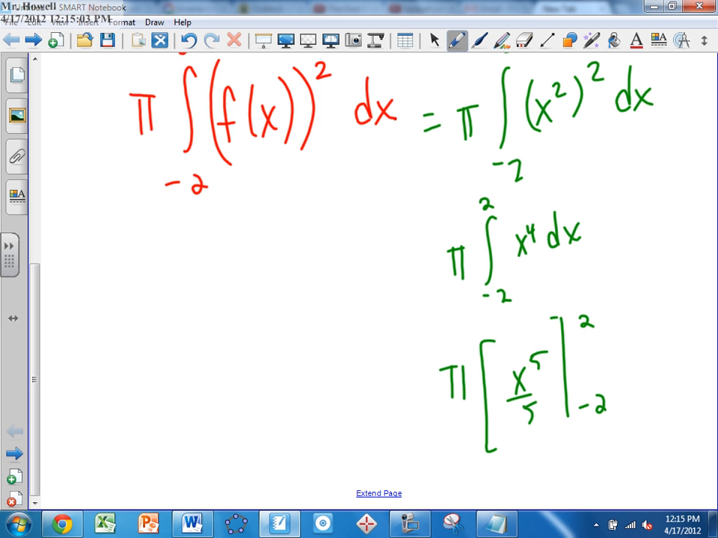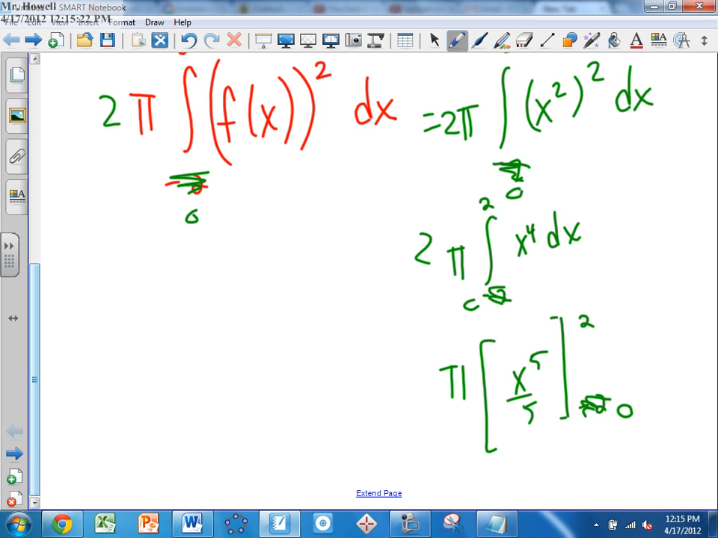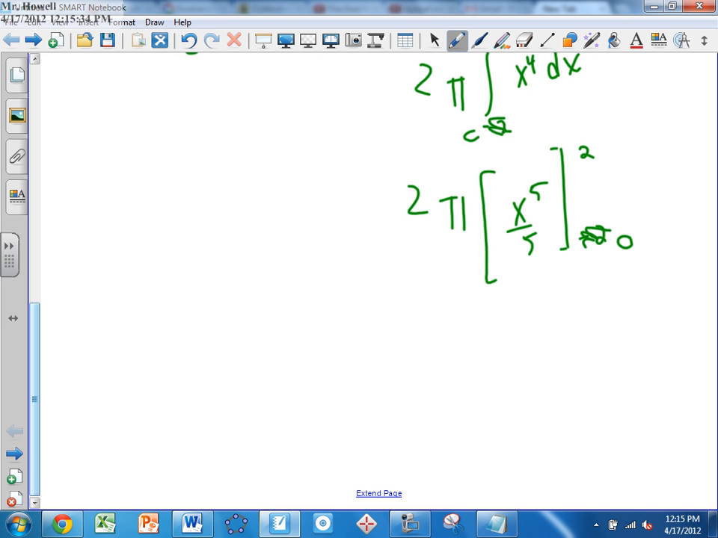Now, here's my suggestion for you guys. Plugging in a 0 is pretty simple, isn't it? So I would have done that personally, just to give you a heads up. I would have done it that way just because it's easier for me to plug in a 0. It just drops off. What's 2 to the 5th? 32 divided by 5, some decimal value, right? So we're going to get 2 pi times 32 over 5.